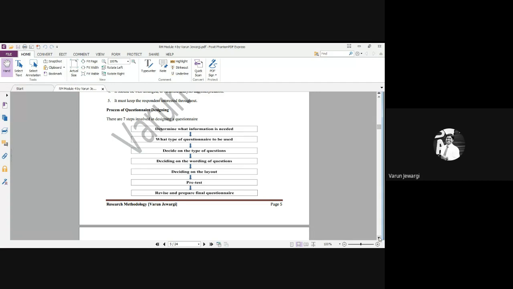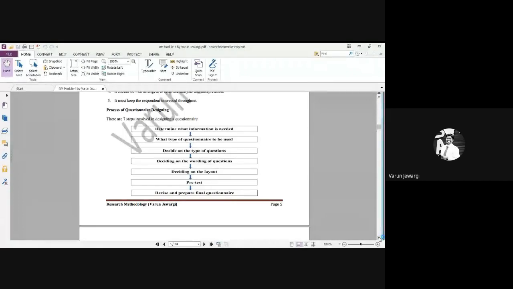Again, I repeat, the first is the researcher should understand what problem he is going to work on. So what information is he looking for, one. Second is what type of questionnaire to be used. And third is the type of questions. Make it very, very simple. We'll be understanding in the next slide. Deciding on the wording of the questions.